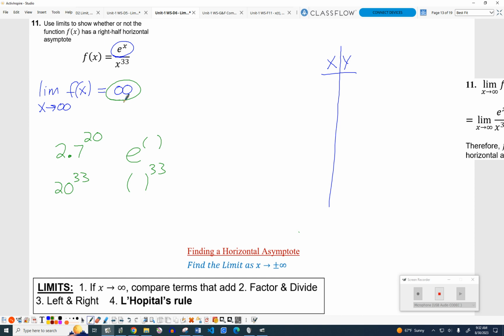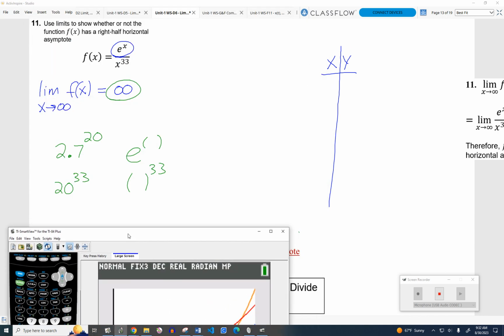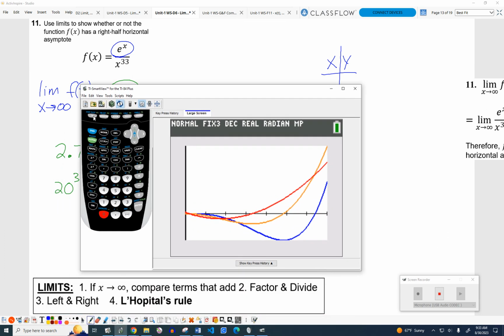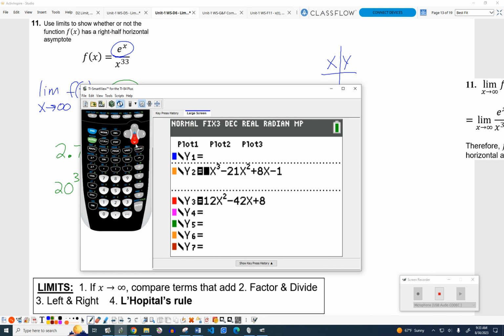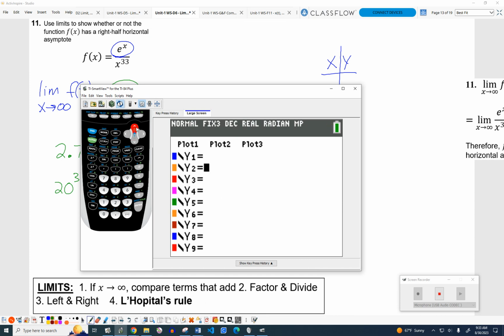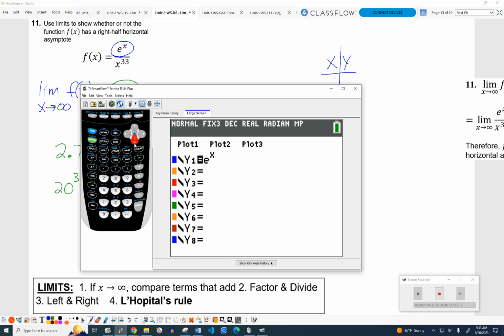Is that because when the variable is in the exponent, eventually it's always going to outweigh a variable in the base? And that happens always? Always. So here it is, Colin. Let's get rid of this stuff. We have e to the x on the top, and x to the 33rd power on the bottom.